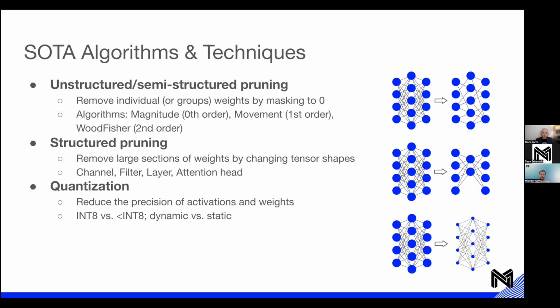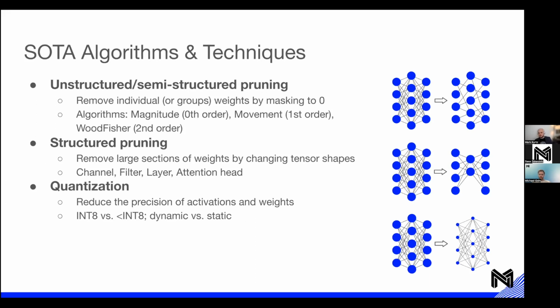Looking at int8 versus less than int8. int8 generally works across the board. There is support for less than int8, so being down to like int4, int2, binary networks, things like that. There isn't a lot of support for hardware speedup for those networks currently. So at Neural Magic, we're primarily focused on int8. And additionally, we have this concept of dynamic versus static. And we'll get into this a little bit actually on the next slide, walking through what that means for application.